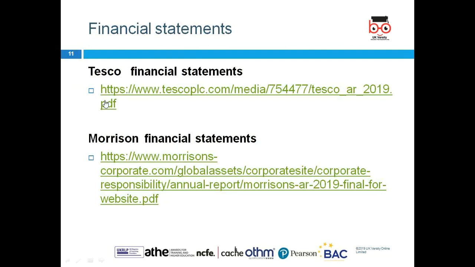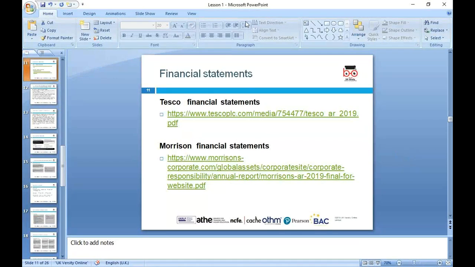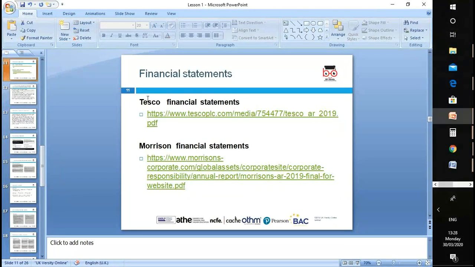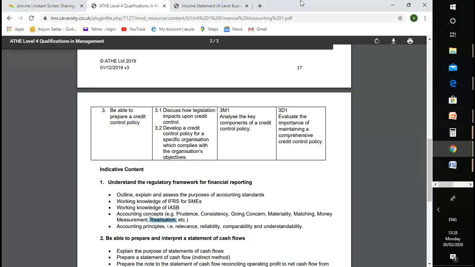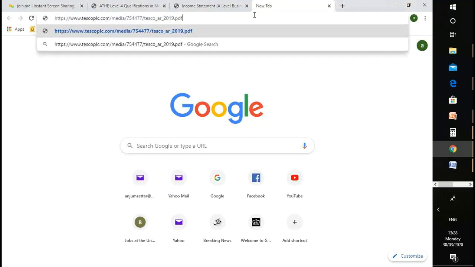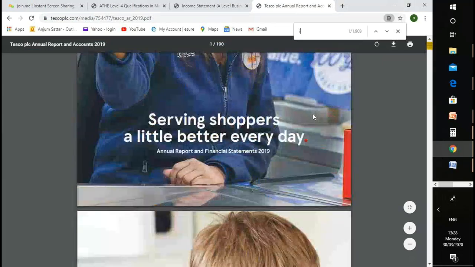Okay, we can now look at some companies' financial statements. Please copy this link. We're looking at two supermarkets in the UK, Tesco and Morrisons. These are two big supermarkets that sell consumer goods, so we'll see there.